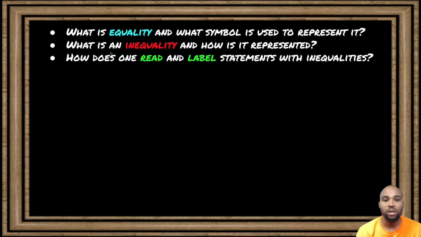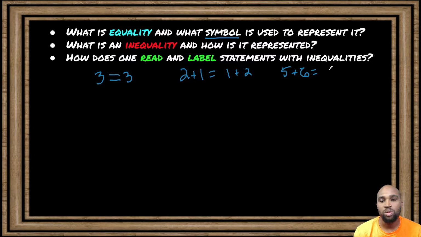So first we're going to start off with the basic one, right? So we'll just start off with equals. So what is the symbol for the equal sign? This is just this symbol here, right? So you can see that in something as simple as this, 3 equals 3. Or you may see it written a little bit more complicated, as in 2 plus 1 is equal to 1 plus 2, or 5 plus 6 is equal to 4 plus 7.